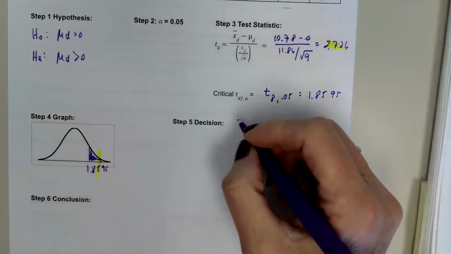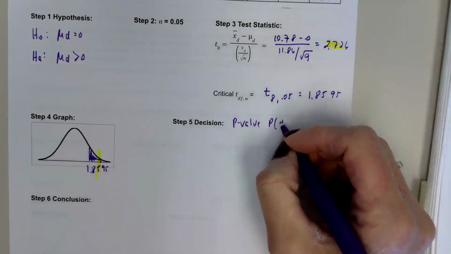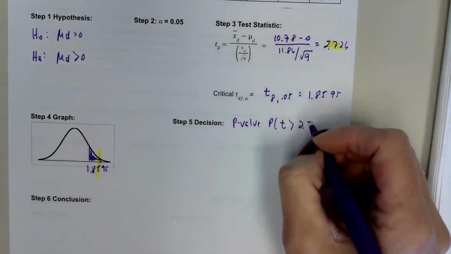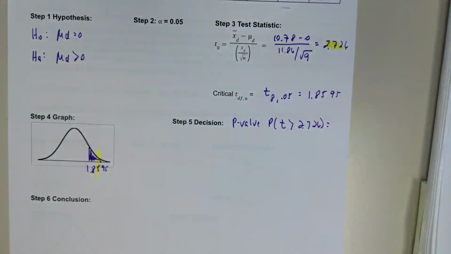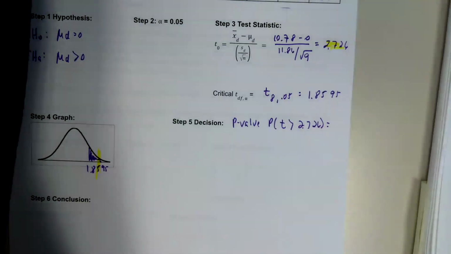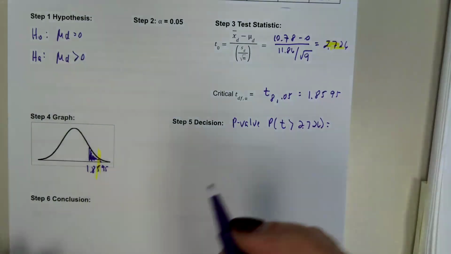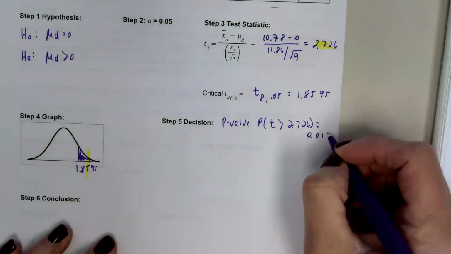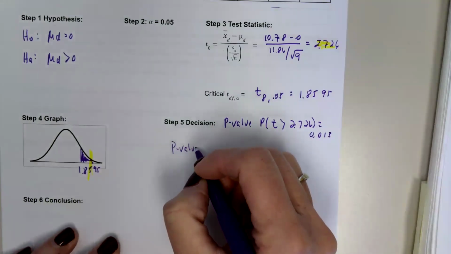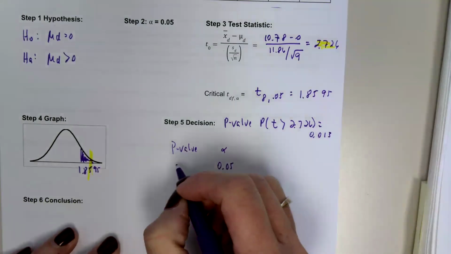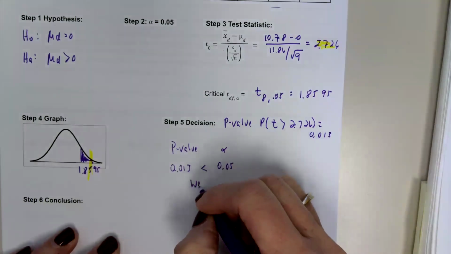And so we can find our p-value as the probability of finding a t more extreme, so greater than our test statistic under these circumstances. And that would be pretty small. So it's 0.013. So our p-value compared to our alpha is less than, for sure. So we do reject H0.